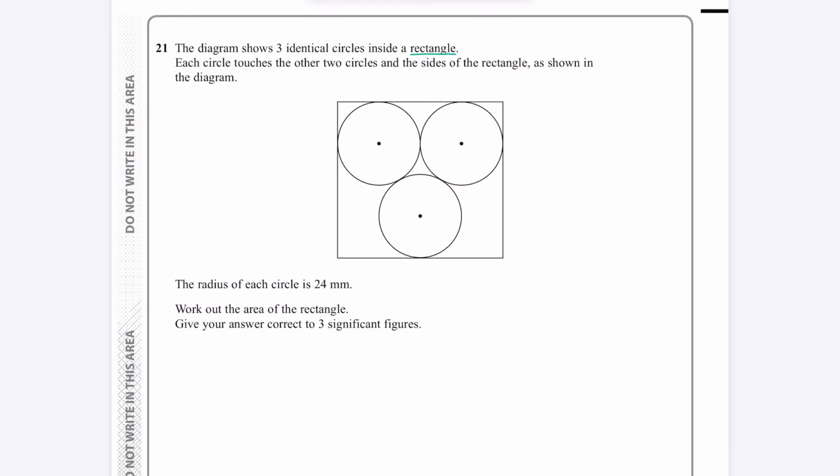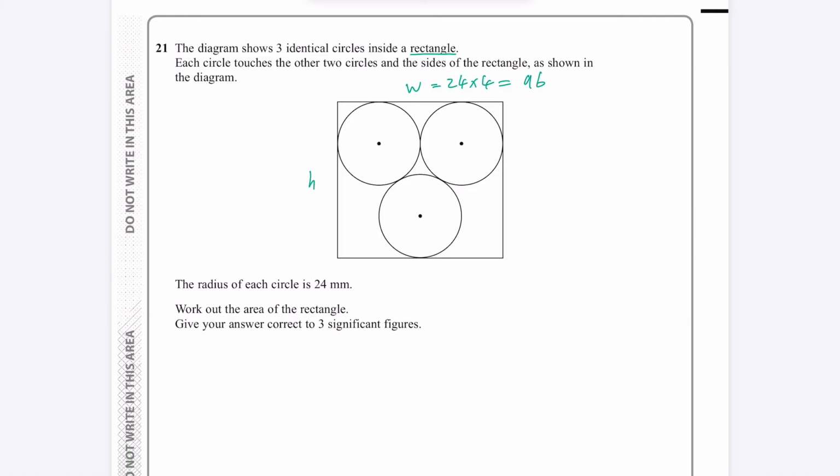So the area of the rectangle is just going to be the width times the height. So let's start with the width. Well, we know the radius of the circle, like that, is 24. This bit here is also 24. This bit here is 24, and this bit from there to there is 24. So straight away, we know the width is going to be 24 times 4, which is 96. So we figured out the width, I'll rub that off.